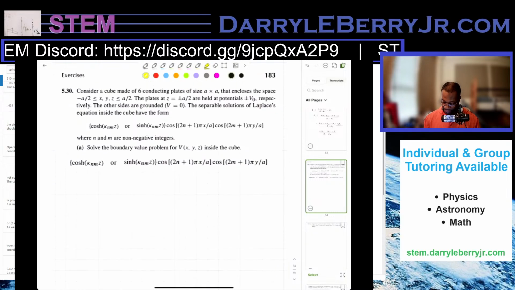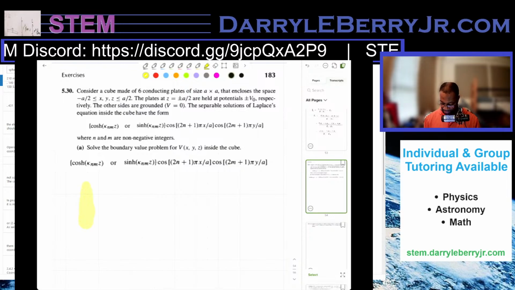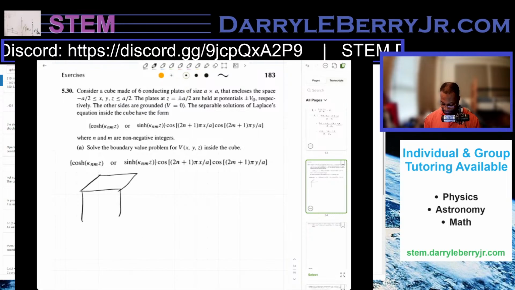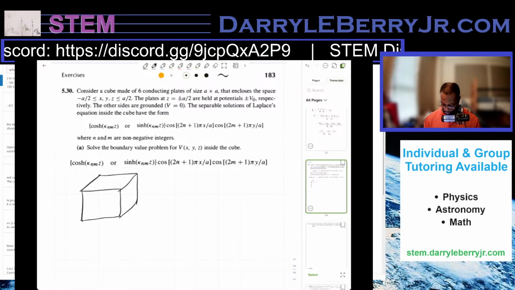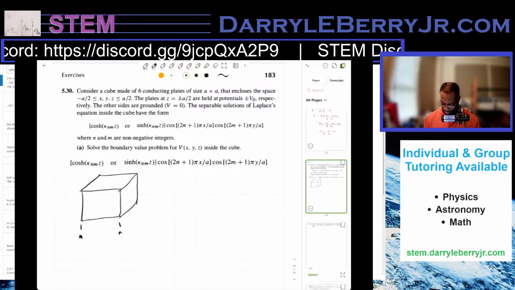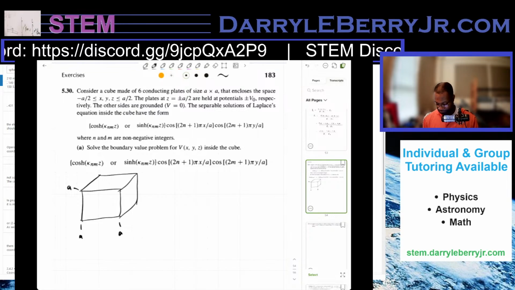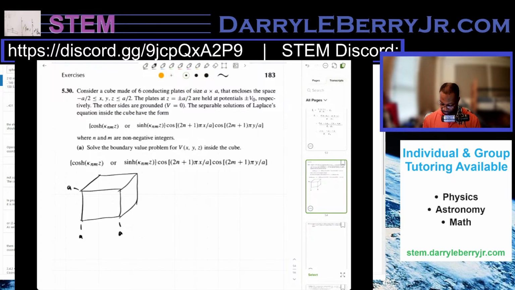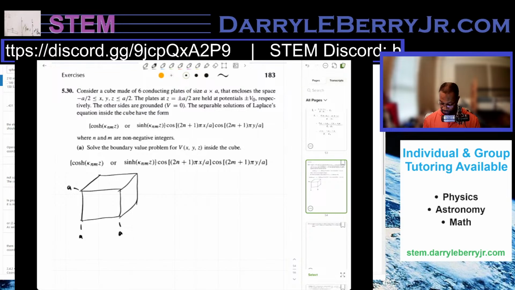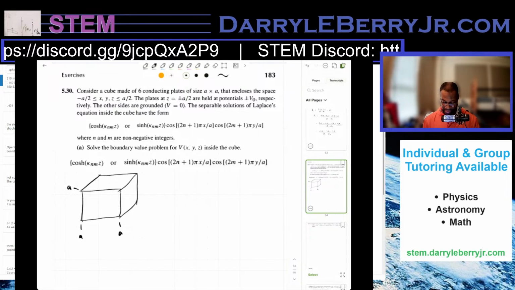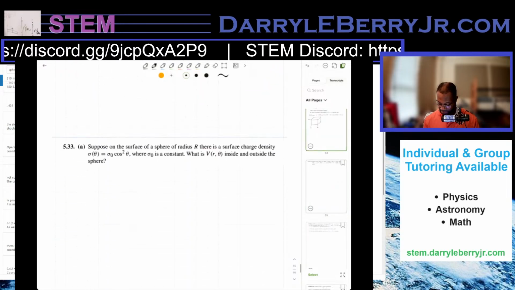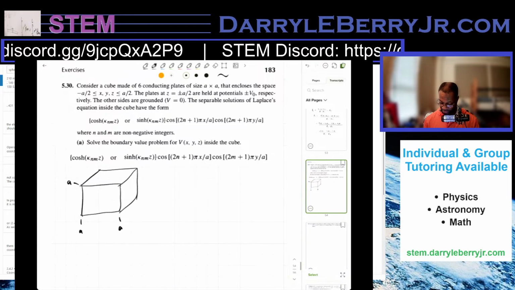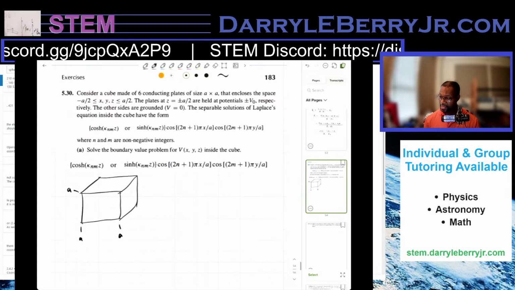Consider a cube made of 6 conducting plates of size A by A. So we have a cube, and each side is A. It encloses the space. All right. So what we'll do, I'll take a break, and then I'll come back and start this problem. This looks to be a long one. I remember this one. So I'll take a break here and come back, and we'll start from there.